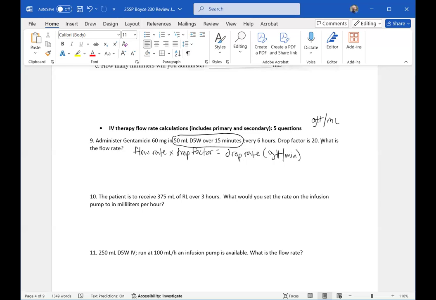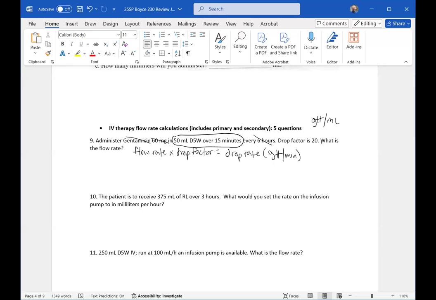What I don't need is to know about the medication. I don't need to know the strength of the medication. And I also don't need to know that it's going to happen every 6 hours. Okay, this is a way to kind of get you off track. That's why it's important to be able to suss out what's important in these types of questions. And so what's important is what is the flow rate?